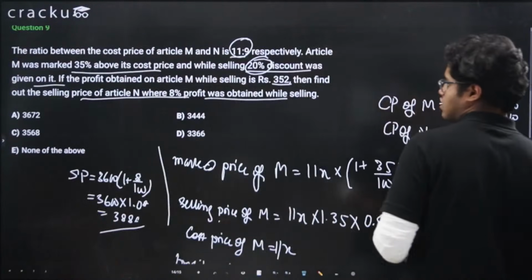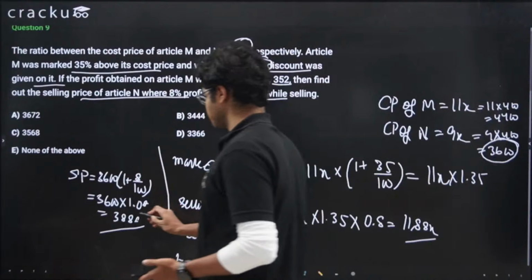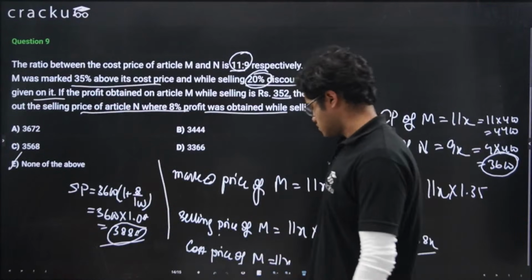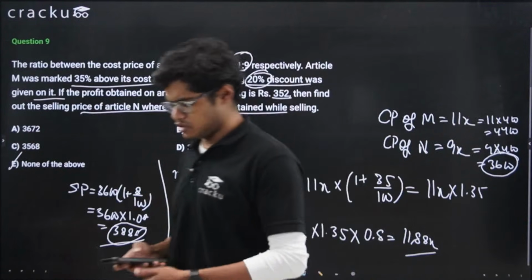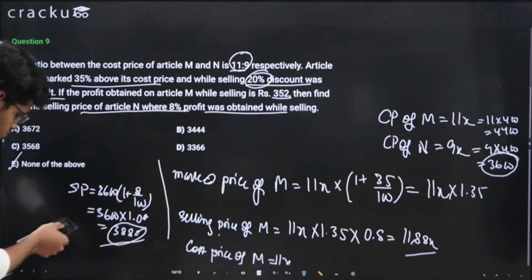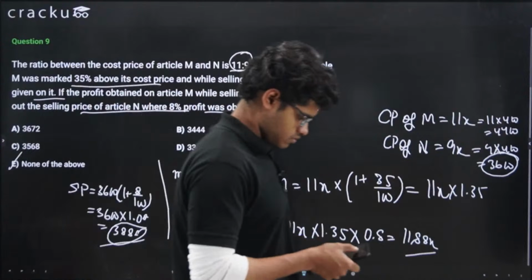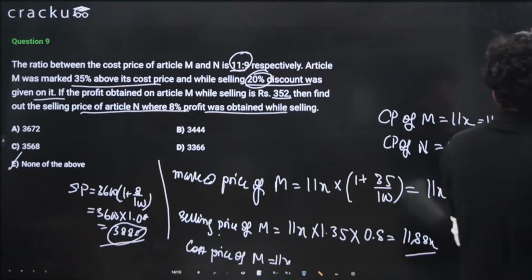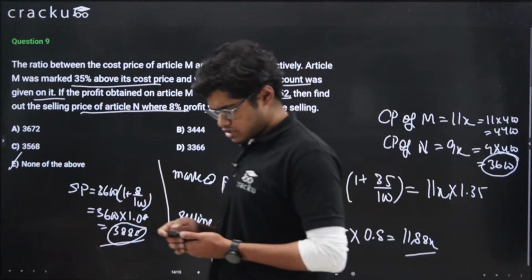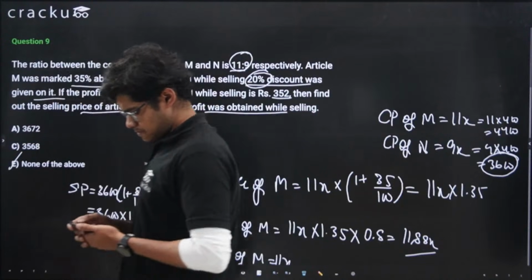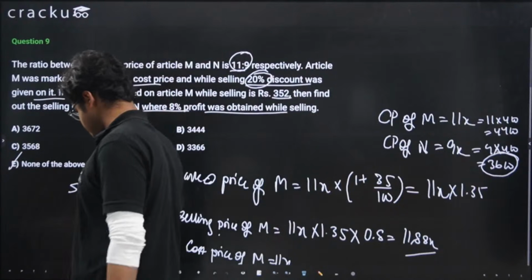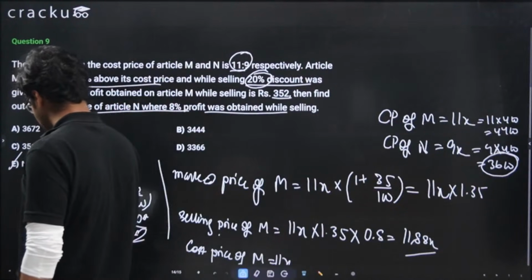So the correct answer is 3888. Now none of the options is matching this answer. So correct answer is option E, none of the above, right? So question 9, correct answer is option E. Okay, anyone having any doubt, guys, you can please tell, or we can move to the next question.